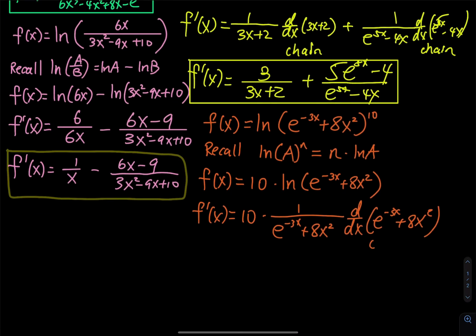All right, so this is by chain rule. And then let's finish this up. So f prime of x. So we have a fraction bar, e to the negative 3x plus ax squared.